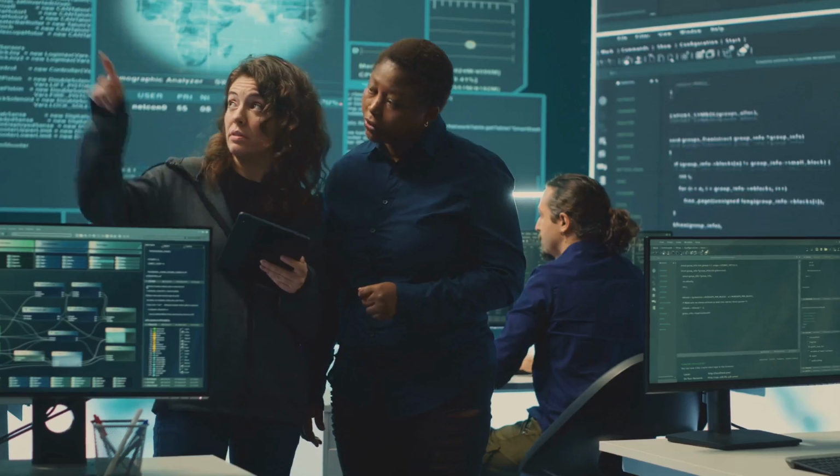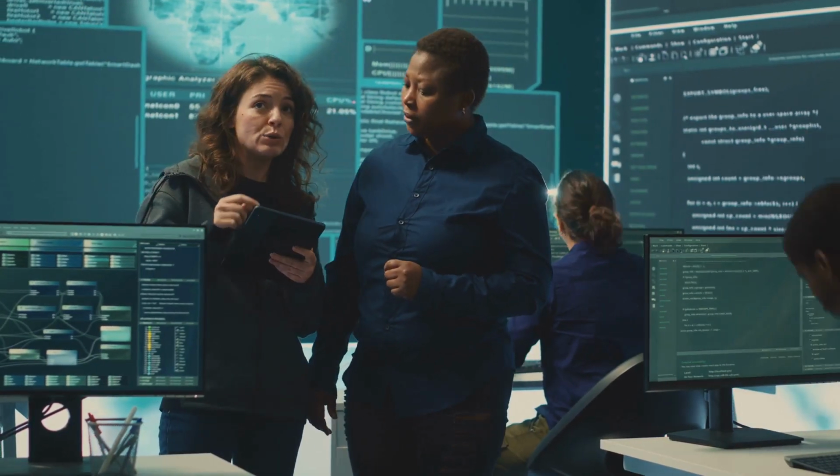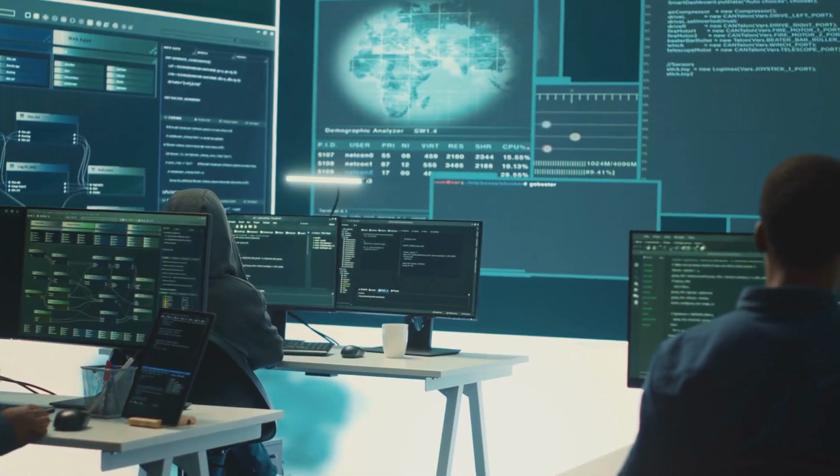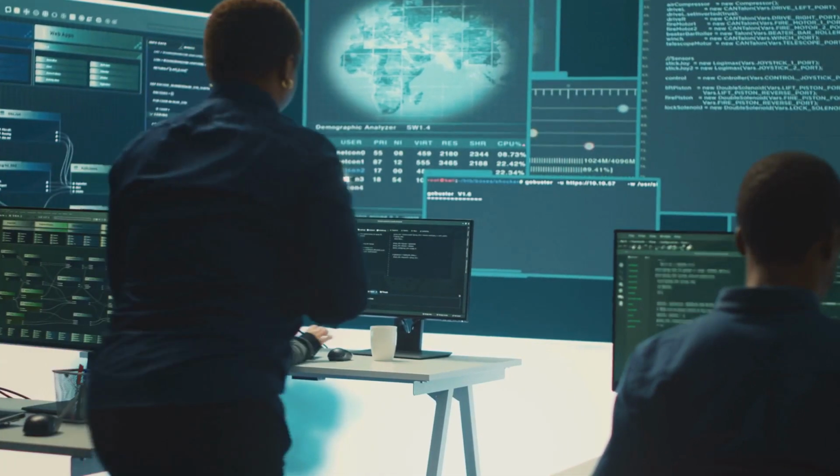Now let's talk about key security strategies you can't afford to miss. Number 1, embrace zero trust. Don't trust anything by default. Verify every access request and apply strict access controls.